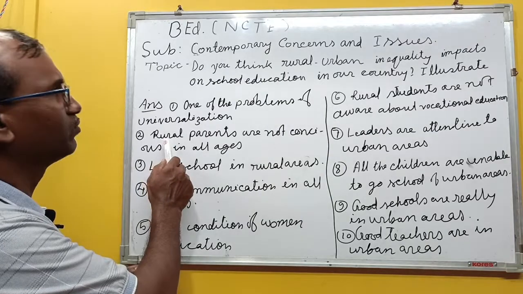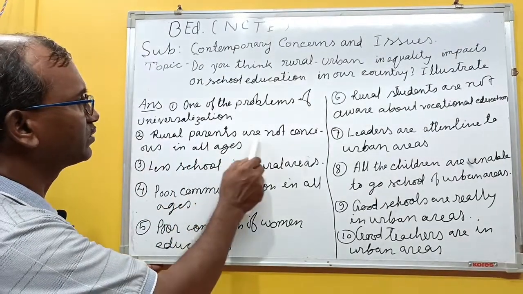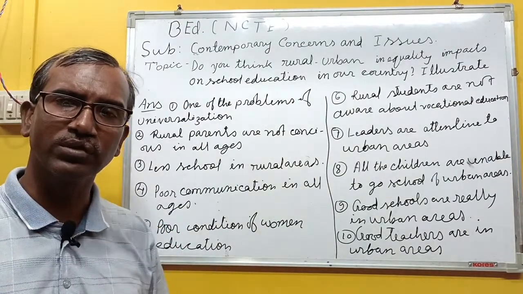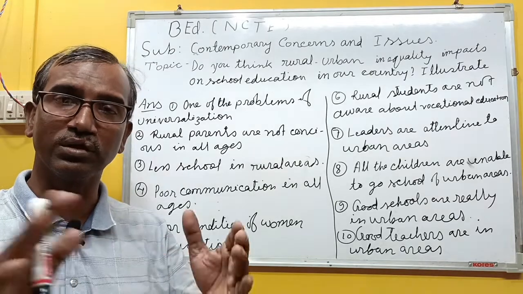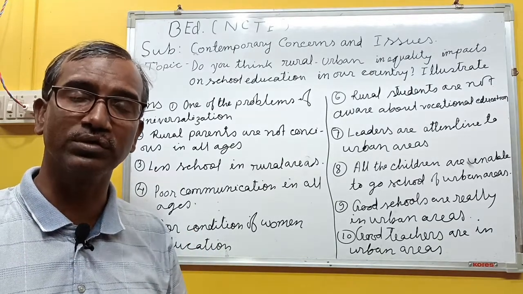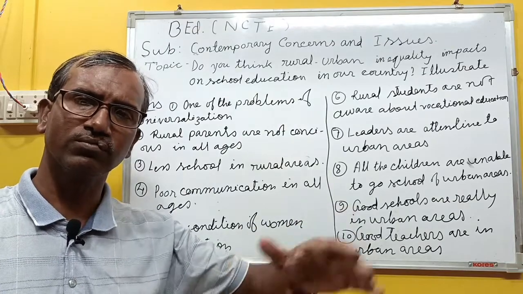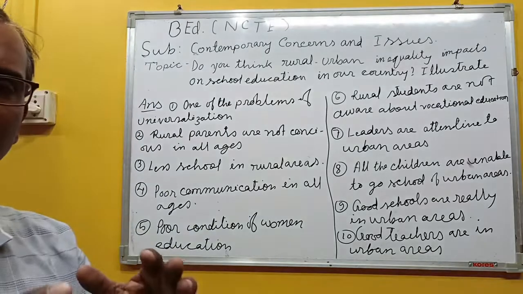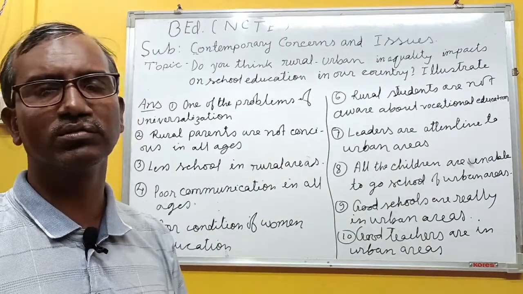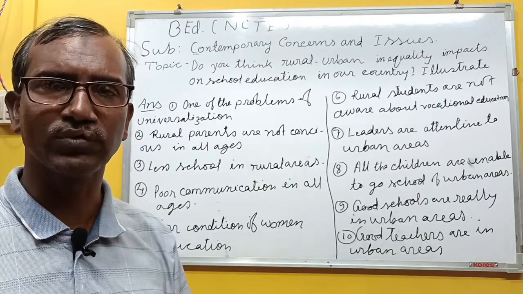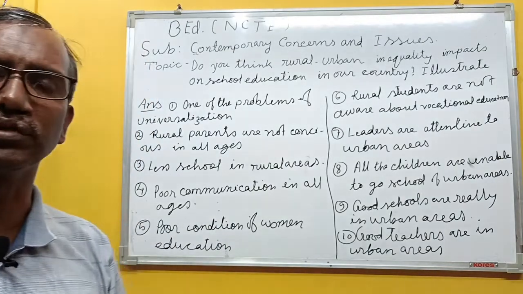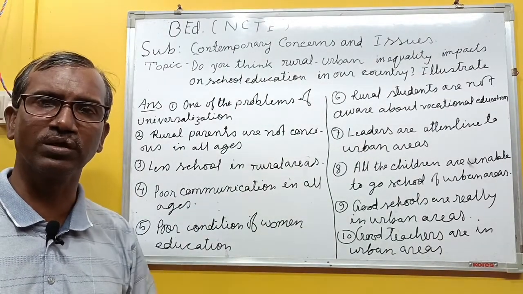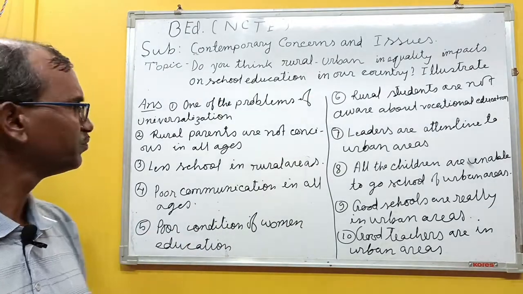Number two: rural parents are not conscious in all ages. If we observe the educational environment of rural areas, the village areas, compared with town or city areas, from long before independence till now, it is seen that rural parents are always unconscious about the future of their children and their education. And why are they lagging behind? Because they are in a rural area. That is the only cause.